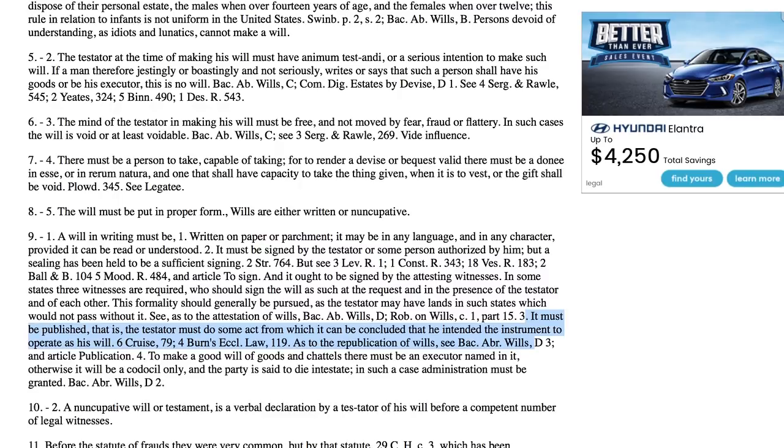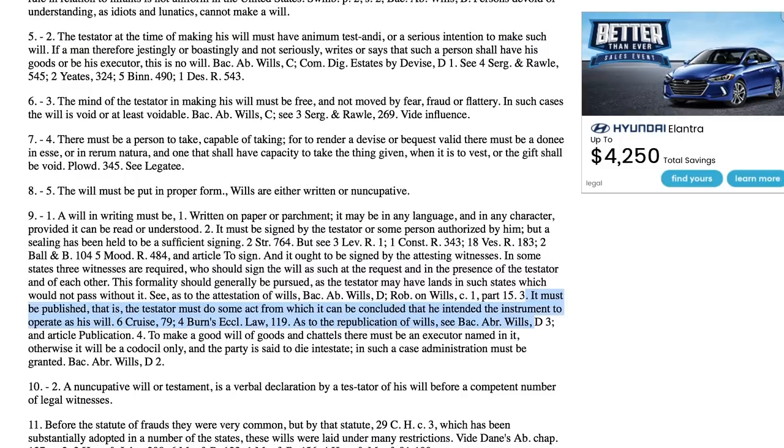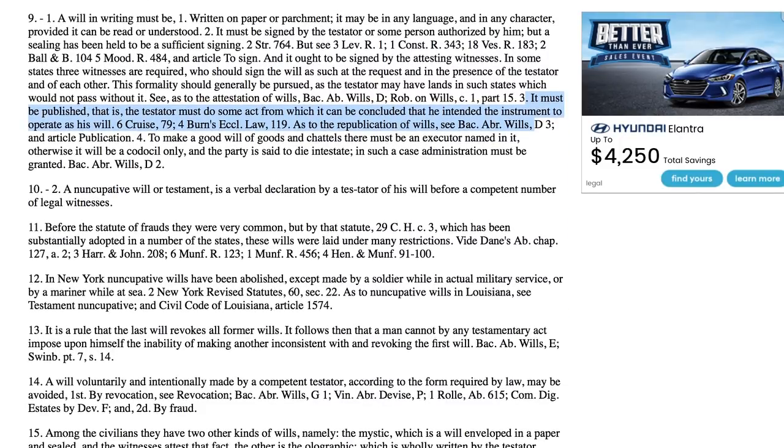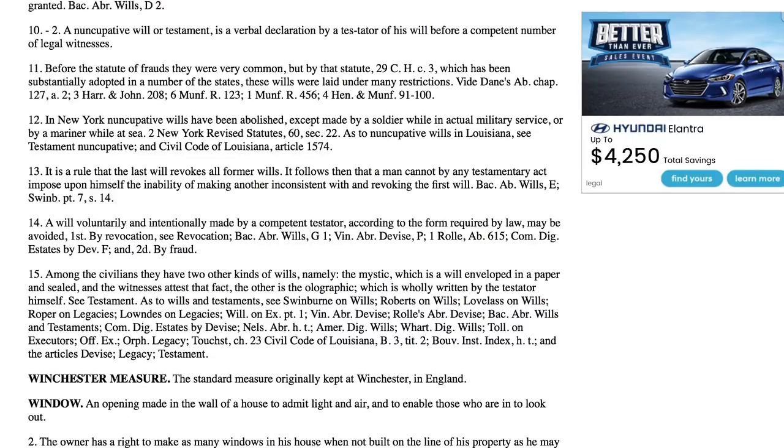You know that doesn't happen here. So this is generally the provisions of what has to be to make a will valid, generally. However, down here it says, among the civilians, they have two other kinds of wills, namely the mystic. And that's the one I want to direct your attention toward. The mystic, which is a will enveloped in a paper and sealed, and the witnesses attest the fact.